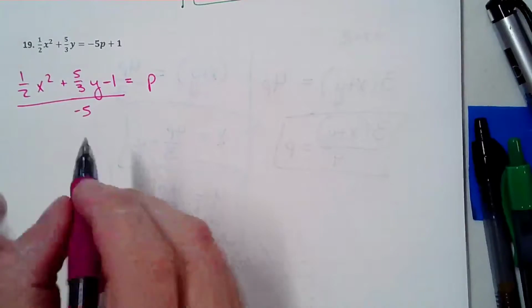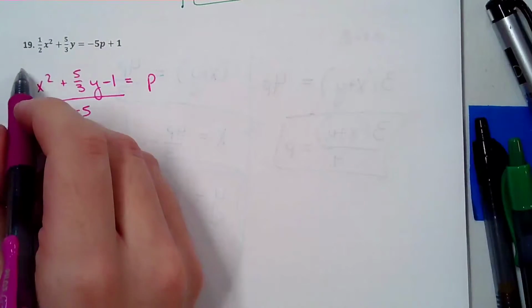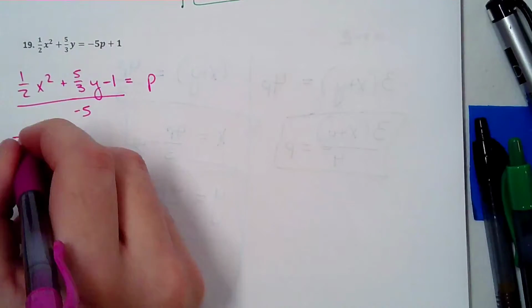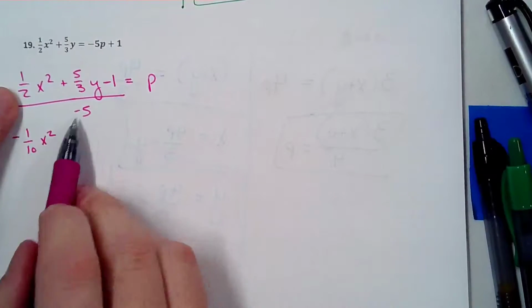Now, this is not acceptable tomorrow. I don't want to see fractions of fractions. So let's divide everything by -5. 1 divided by 2, now divided by -5. That's the same thing as dividing it by 10, just -10, right? You smell what I'm stepping in here?